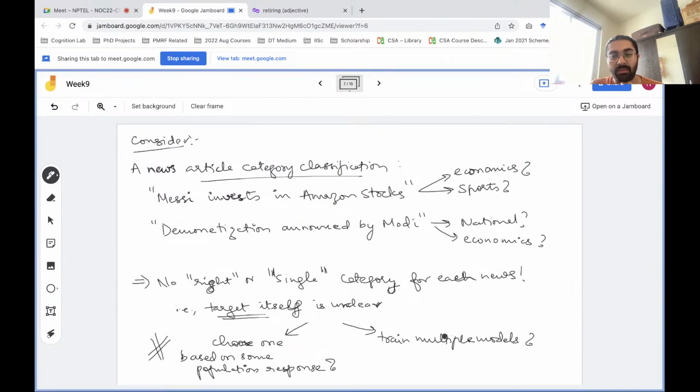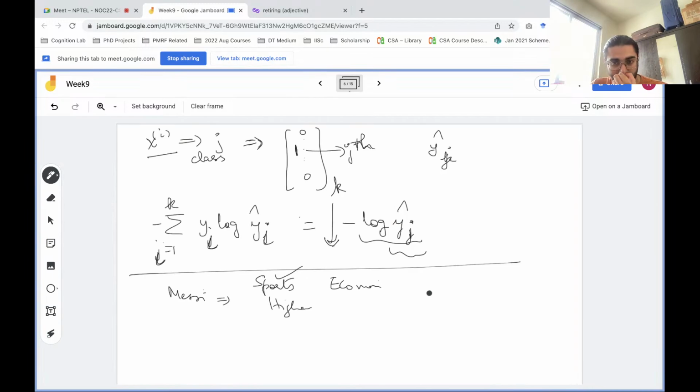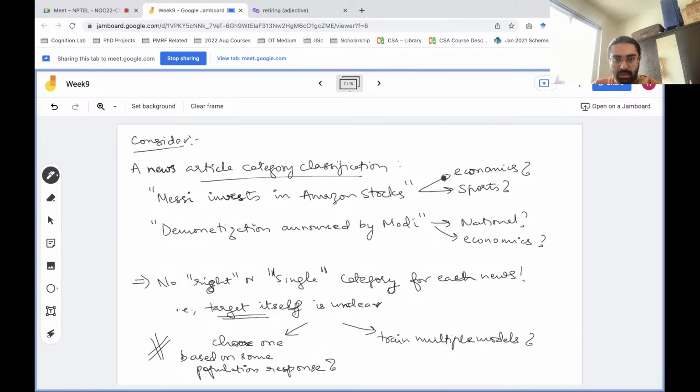The other approach is we can train multiple models as such, and take, for example, Messi under sports as one possibility, or Messi under economics as another possibility. Or you can also do something like this: I'll create two samples in my data set. Messi with economics is one sample, and Messi with sports is one more sample. We say the ML algorithm is free to choose whatever it wants to learn from this data. So we have such possibilities.